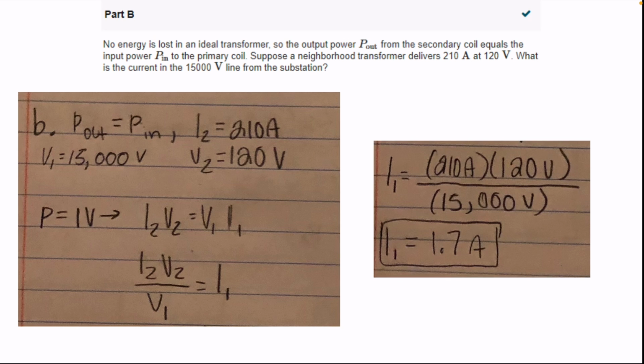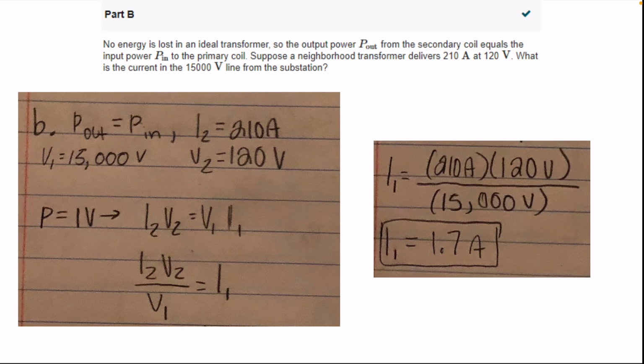So you can see that with a number that's so much larger, 15,000 versus 120 volts, it's going to be very much represented in the math, where our current is much, much less in the primary coil. So that's pretty much part B.